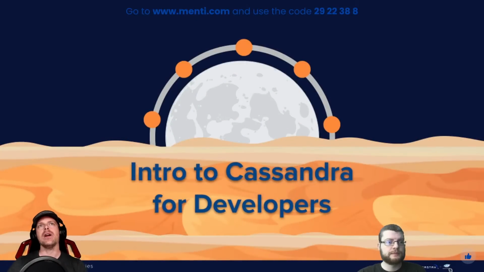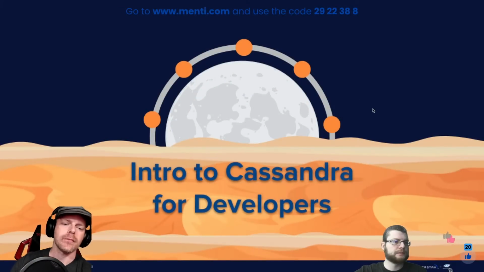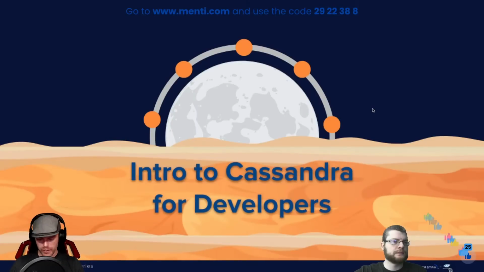So if you see at the top there, go to menti.com, and the code is 2922388. If you could go there, I'll give everybody just a moment to pop up on there and then give me a thumbs up. I see some thumbs up already showing up, so that's always wonderful. Thank you, I appreciate that. I think we need to get to 50 in Menti.